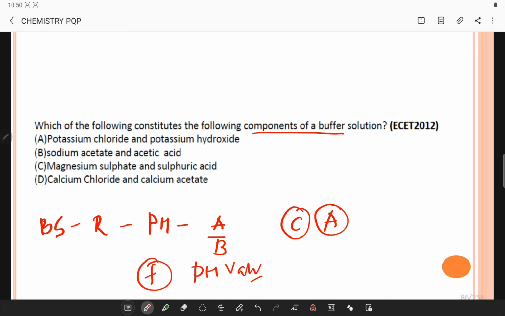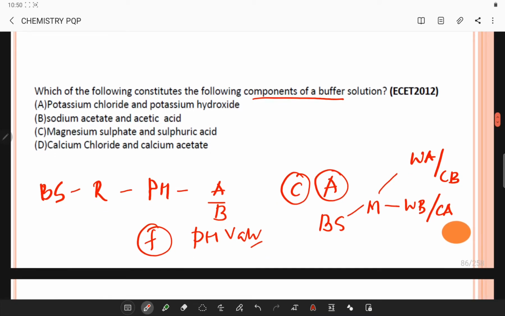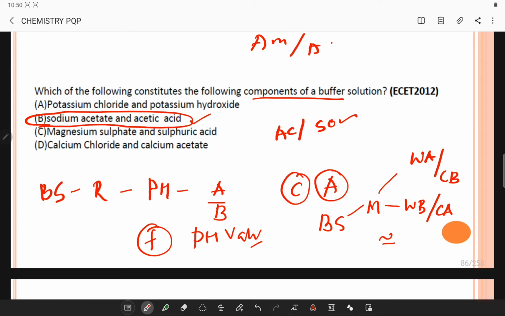Remember this. Simple buffer solutions are mixtures of either a weak acid and its conjugate base, or a weak base and its conjugate acid. Both the components should be present in approximately equal amounts. What are the basic examples? Acetic acid and sodium acetate, which is given in the answer, or ammonia and ammonium chloride. Similarly, sodium dihydrogen phosphate and hydrogen phosphate is also a buffer solution.